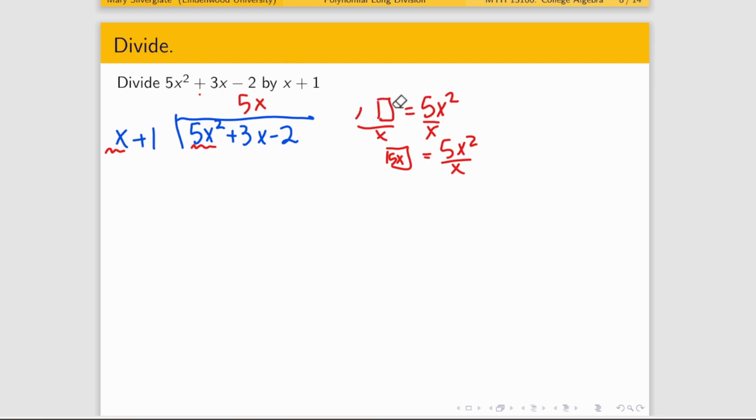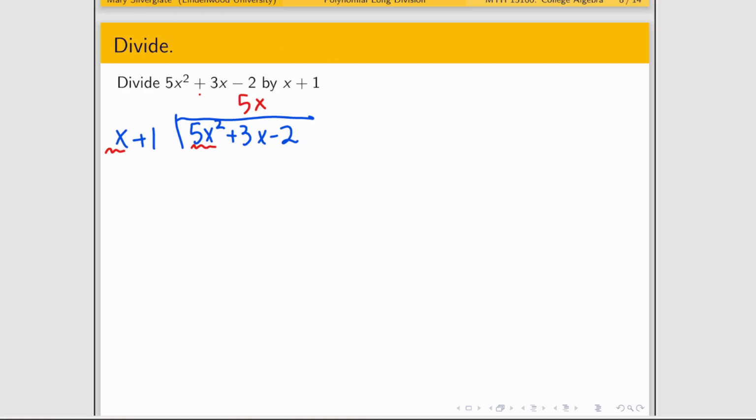So just to emphasize, if you don't like thinking to yourself like that, the way you can always very systematically do this is you literally do this leading term, 5x squared, divided by this leading term, x, and that will give you that first result. You might be asking yourself, what about the plus 1? What about the 3x minus 2? We're going to care about that for the next step, but for the first step of figuring out what you write up here, you actually always just pay attention to those leading terms.